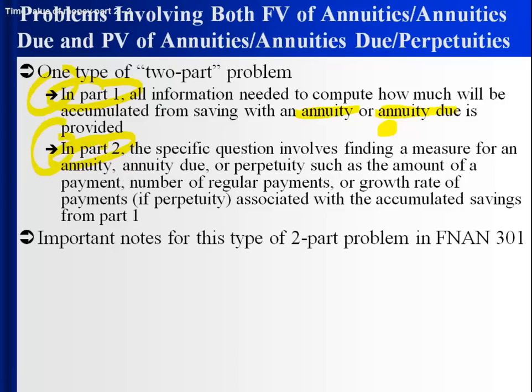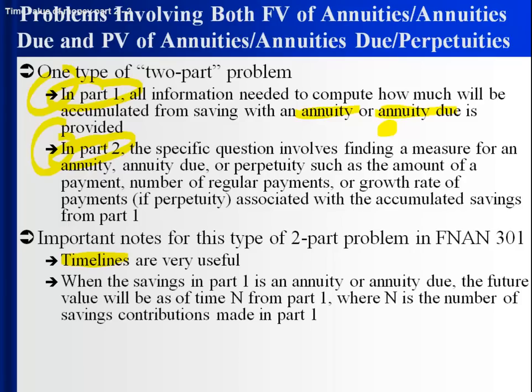A couple of notes for this class for this type of problem. Timelines. Timelines are very, very useful. It helps identify when things are happening, how many things are happening, those kinds of things. When the savings in part one is annuity or annuity due, which is what happens in these kinds of problems, we'll be asking for the future value as of time n. That's the number of payments, the number of savings contributions. So it doesn't matter if they start right away or they start in one period. If there's 10 contributions to savings, then we'll want to know how much we have at time 10.